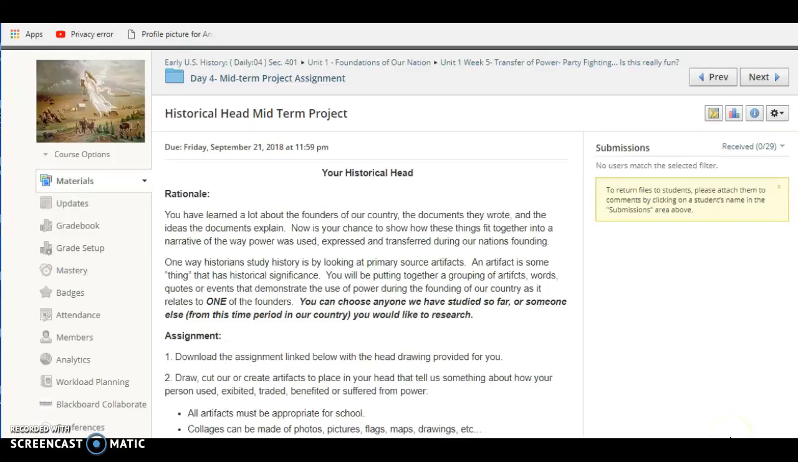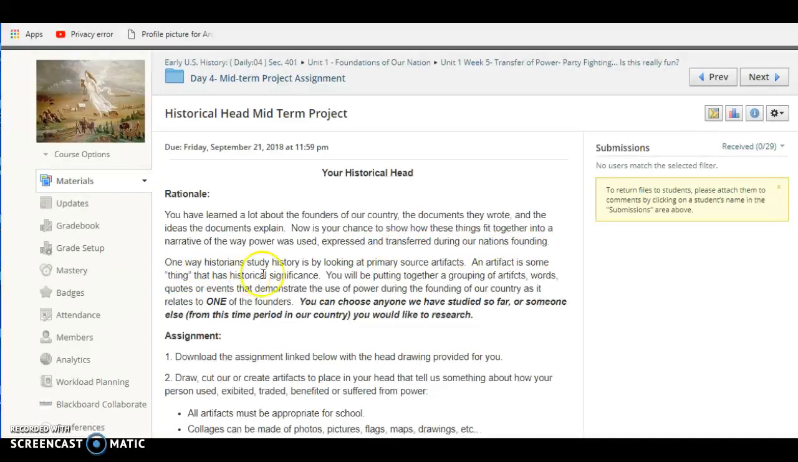Historical Head Midterm Project. Your Historical Head. Rationale. You have learned a lot about the founders of our country, the documents they wrote, and the ideas the documents explain. Now is your chance to show how these things fit together into a narrative of the way power was used, expressed, and transferred during our nation's founding.